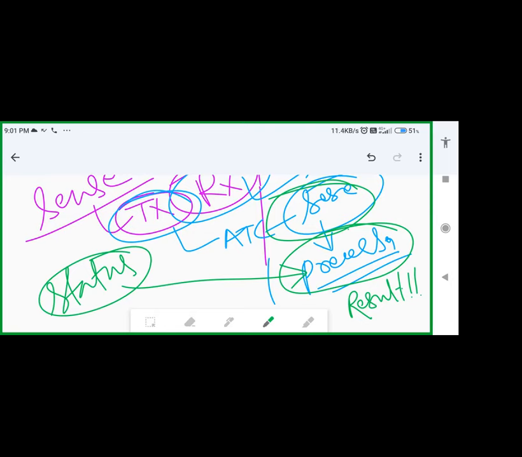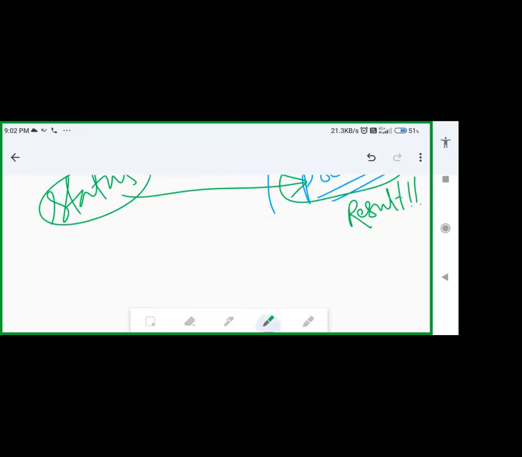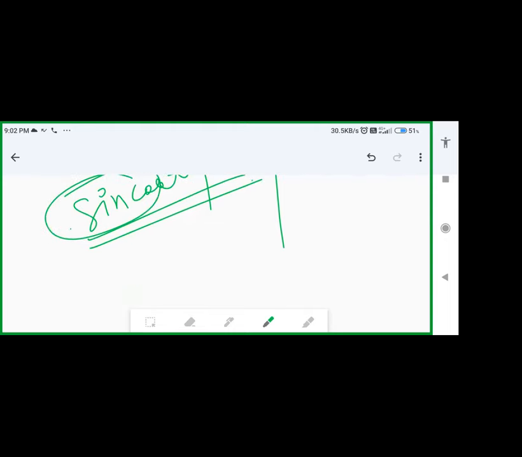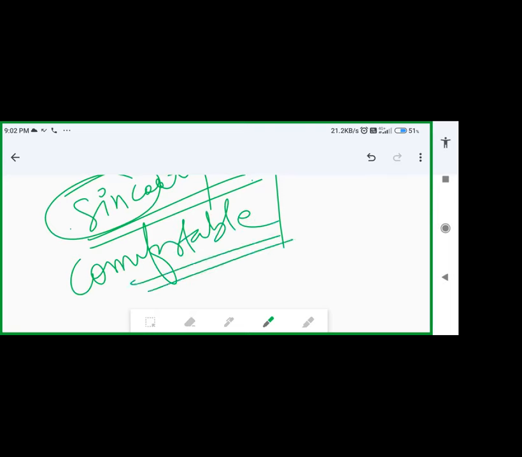Good. All students are smarter than me, right? Very good. See, the examination is nothing but to check your sincerity. Everything is in your book. Everything is in your lecture. How sincere you are and how comfortable you are in the examination will take you to the result. You should be very comfortable while giving the exam. Otherwise, you will become nervous. And after becoming nervous, you will forget even what you know.